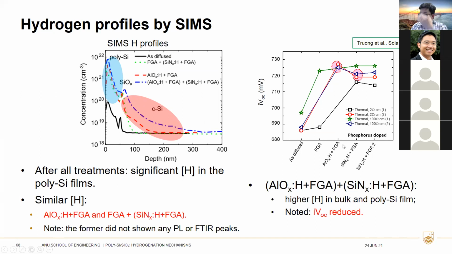So there are two possible reasons for this degradation, either the plasma or too much hydrogen injected into the film. To verify that, we did another silicon nitride forming gas, and in fact the passivation is still the same. So the degradation by the plasma is the main reason for this degradation.